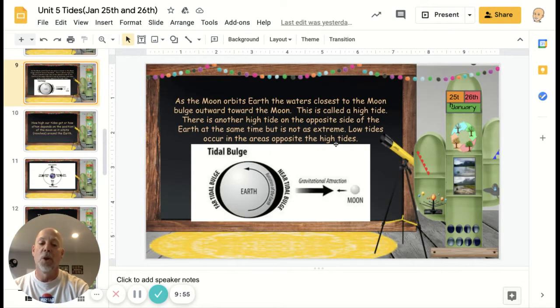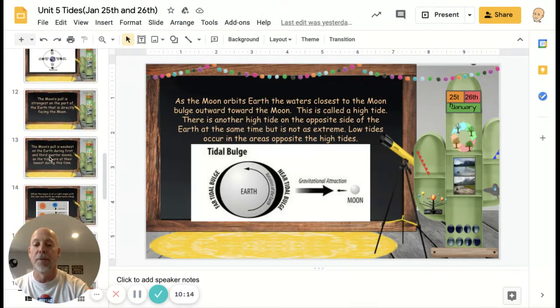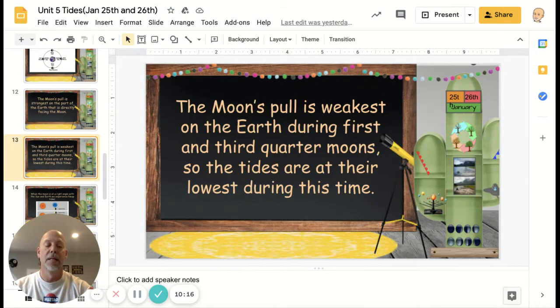So as it revolves, I'm sorry, not rotates, revolves around the Earth, let's say this is the new moon, you'll have it over here in the full moon. This tidal bulge will be larger than this tidal bulge on this side. So whichever one is closer to the moon will be the stronger or the more affected tide.